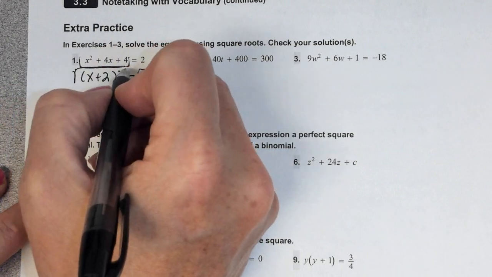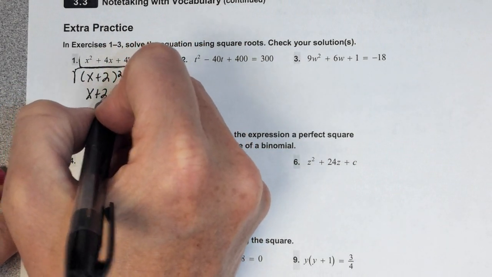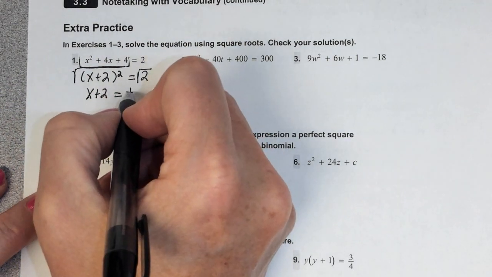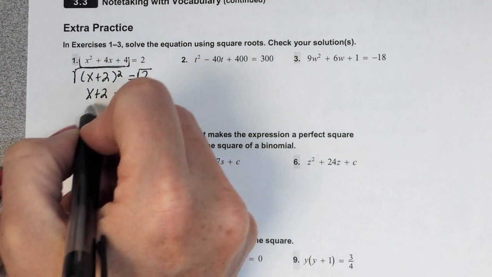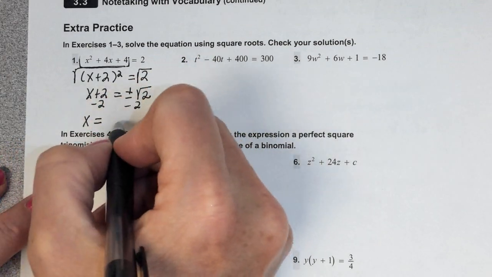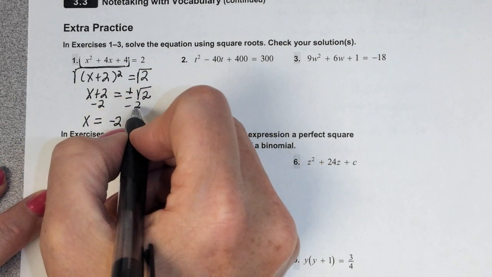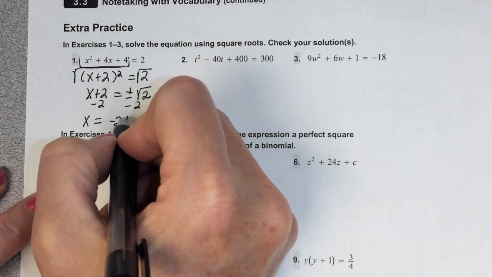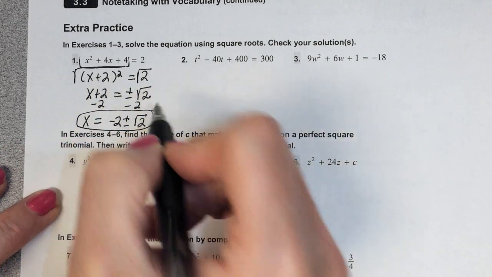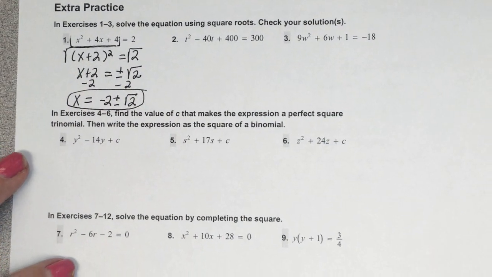The square root of a quantity squared is just what's under the squared symbol. I have plus or minus, and then I'm going to subtract 2. And just like with imaginaries, I want to put my integer first and then my irrational number second, kind of like what we do with the complex numbers.